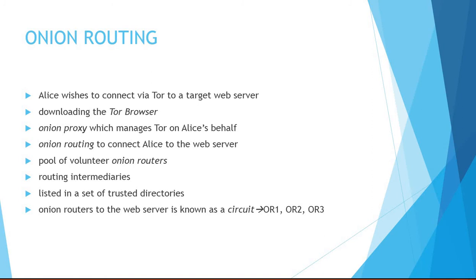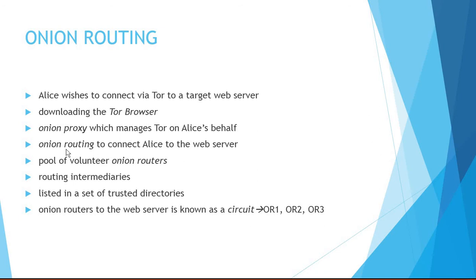So Alice wants to communicate to the destination web server using the Tor tool. For that, first she has to download the Tor browser. Now we will be using one onion proxy for managing the Tor details of this Alice.